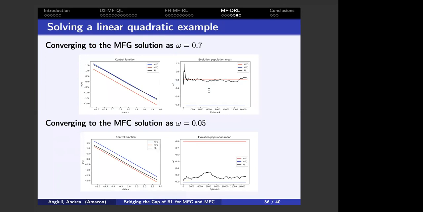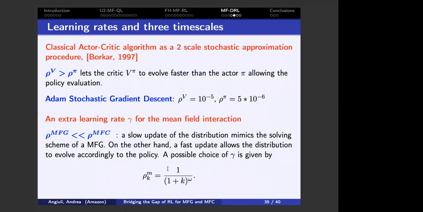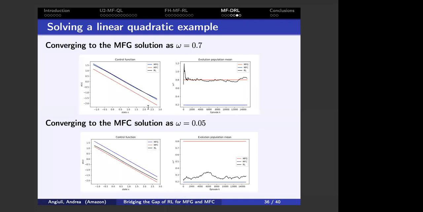So here we have the convergence of the algorithm in two different settings. In particular, if we choose the parameter omega to be 0.7, where omega is essentially the power used in the definition of the learning rate schedule, then the algorithm converges to the solution of the mean field game. Here you can see that, different from before, the solution obtained by the algorithm is a continuous function due to the nature of the neural network.